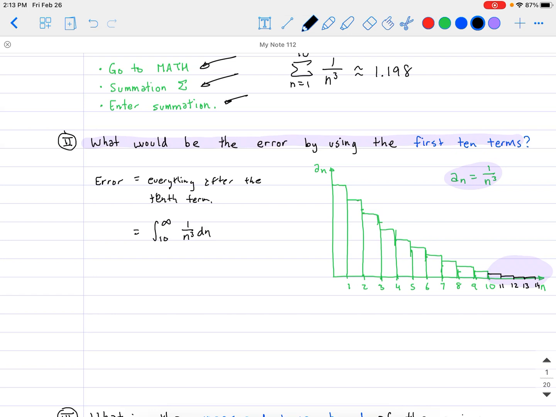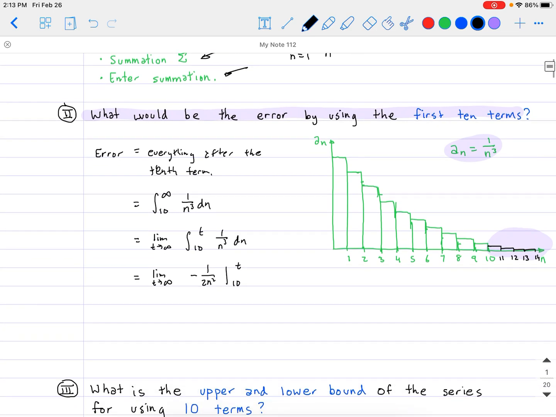So this is where your improper integral comes in. We will write it as the limit as t approaches infinity of the integral from 10 to t of 1 over n cubed dn. Take the antiderivative. The antiderivative of 1 over n cubed is negative 1 over 2n squared, with the boundaries from 10 all the way to t. Then we go ahead and plug things in.